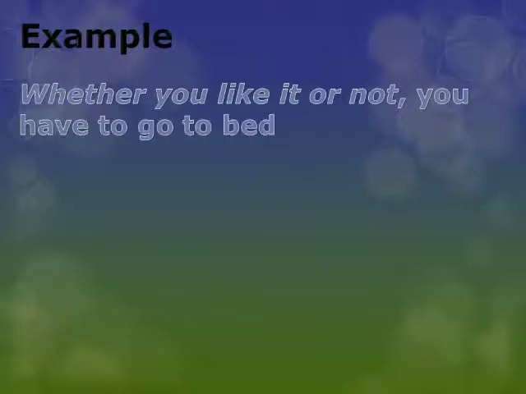The first example is, whether you like it or not, you have to go to bed now. Now, in this sentence, the group of words "whether you like it or not" has the subject as well as a verb, like "you like". "You" is a subject over here and "like" is a verb. It is acting as an adverb, so it is an adverb clause.